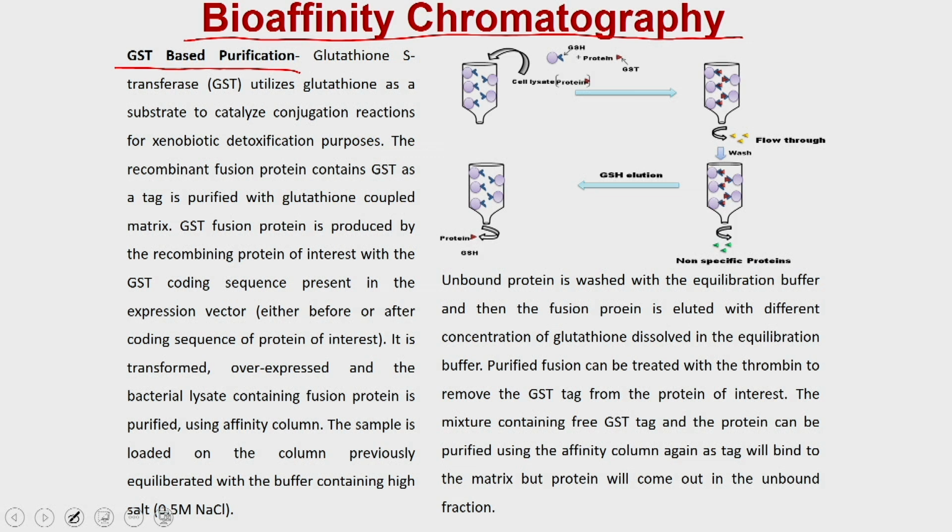This is a classical example of bioaffinity chromatography, where we have taken the example of the GST-GSH complex, where GST is the receptor and GSH is the substrate. In this case we are taking an enzyme and substrate as a pair instead of receptor and ligand, and you can couple the GST to your recombinant protein, and that is how you can use this bioaffinity chromatography to purify the protein of your interest.